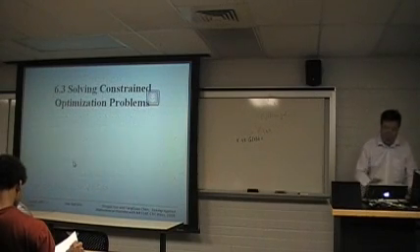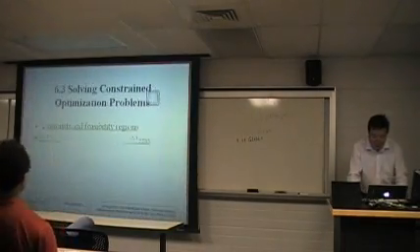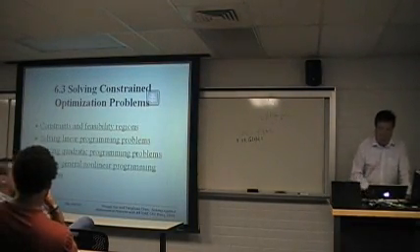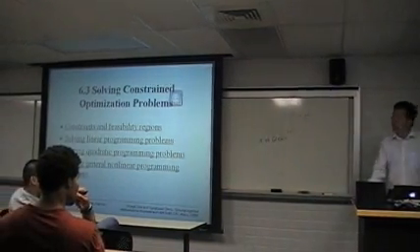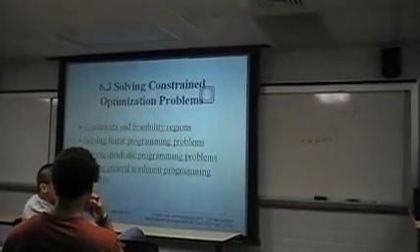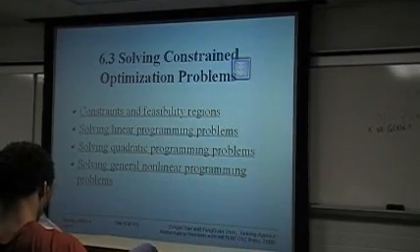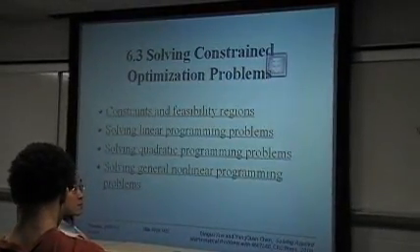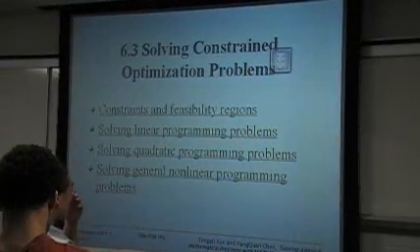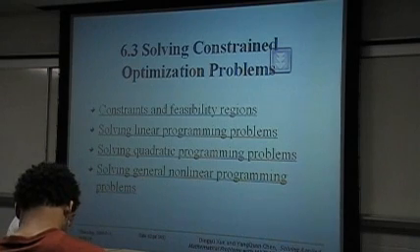So let's start from the constraint problems. In this section, we will talk about the feasibility problems first, and then I'll show by several examples how to solve special problems in constraint optimization problems, that is, the linear programming problems and quadratic programming problems. And finally, I shall demonstrate how to solve ordinary nonlinear programming problems.